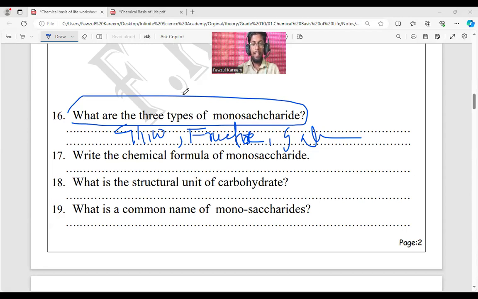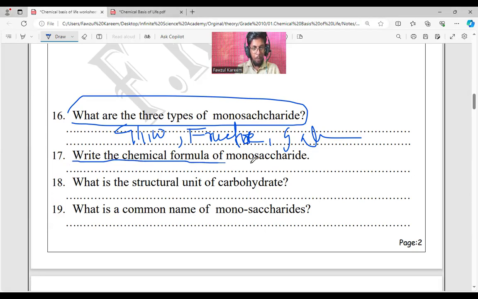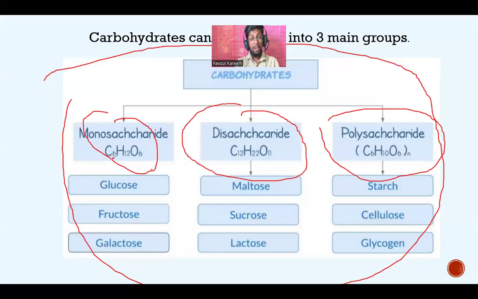Yes, okay. Then the next one. Write the chemical formula of monosaccharide. Okay. Last class I didn't explain this, right? I didn't explain what the chemical formula is. I just explained what the types are and what the chemical features are and all.